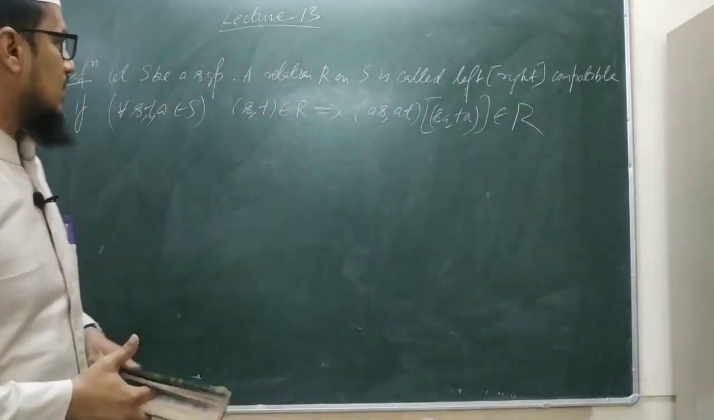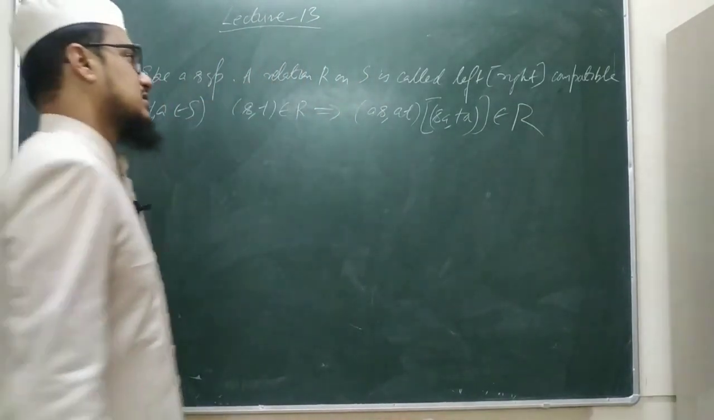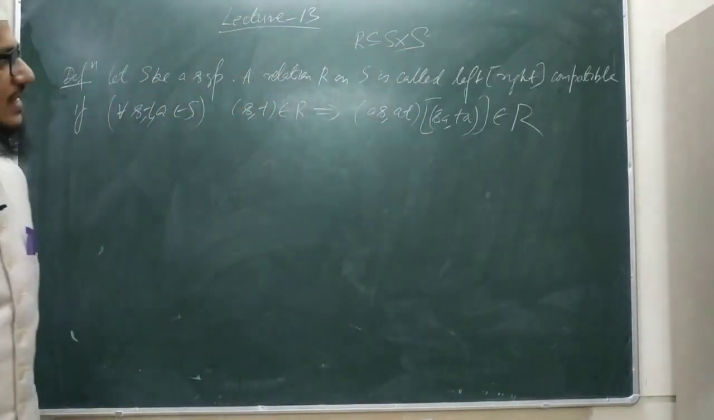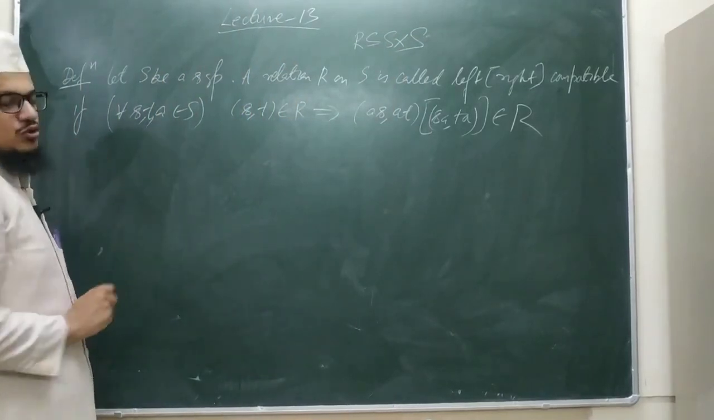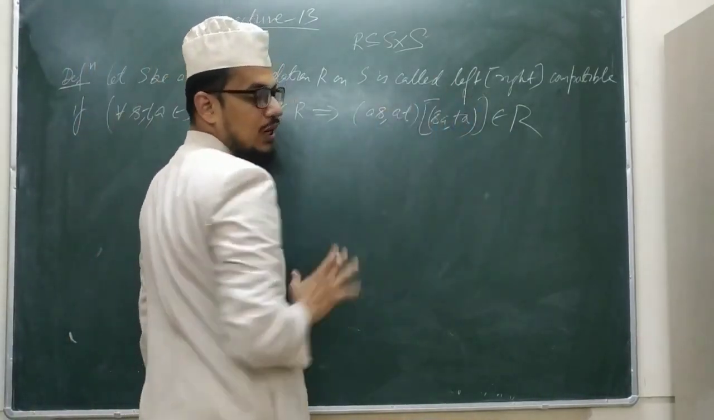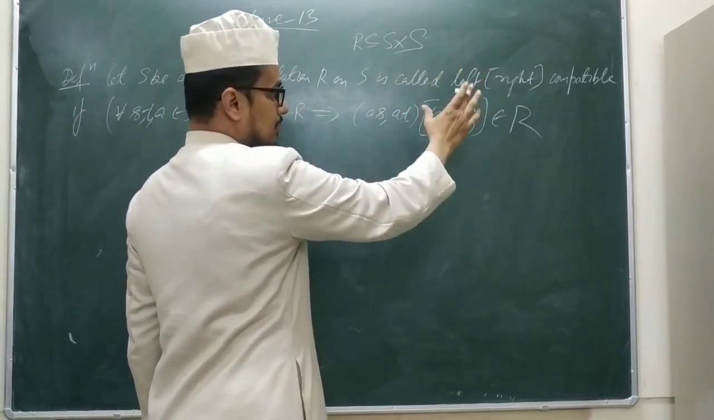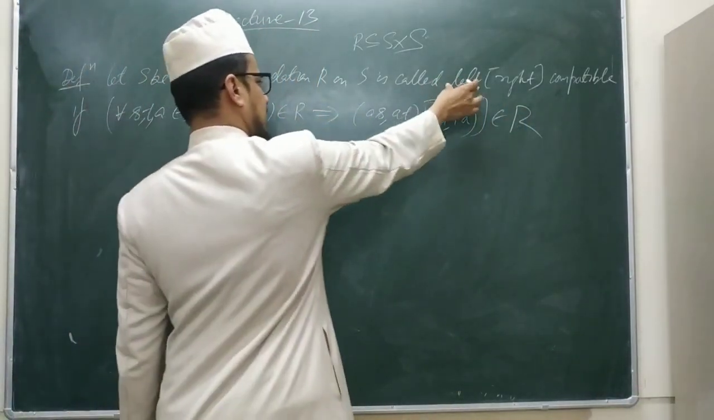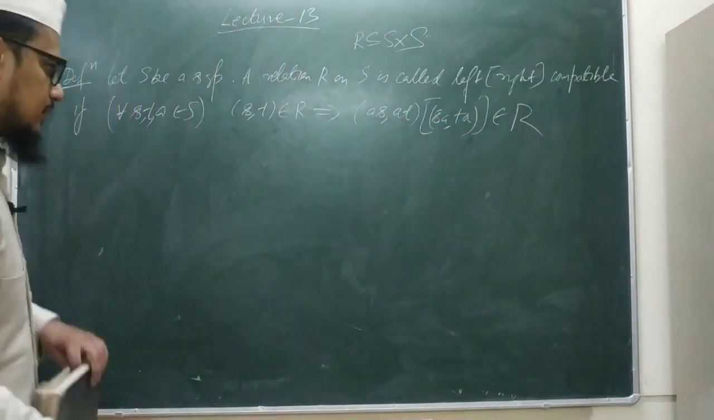Correct? Means S is a semigroup and R is a binary relation on a semigroup S. R is a binary relation on a semigroup S means that R is a subset of S cross S. Correct? Now we say that R is left compatible if for every s, t, a belongs to S, (s, t) belongs to R implies (as, at) belongs to R. And we say it is right compatible if (sa, ta) belongs to R. That's why I write it in the bracket. Left compatible if (as, at) belongs to R, and right compatible if (sa, ta) belongs to R. Correct?